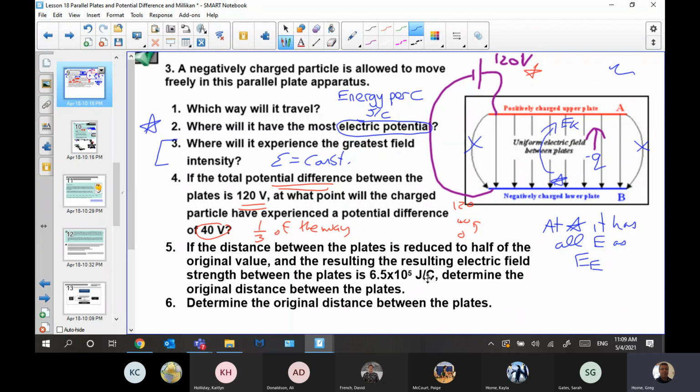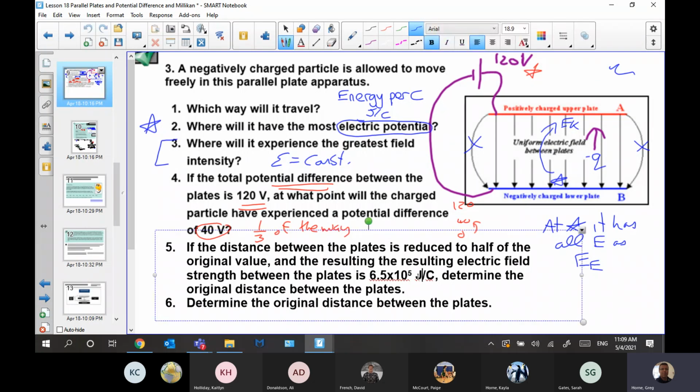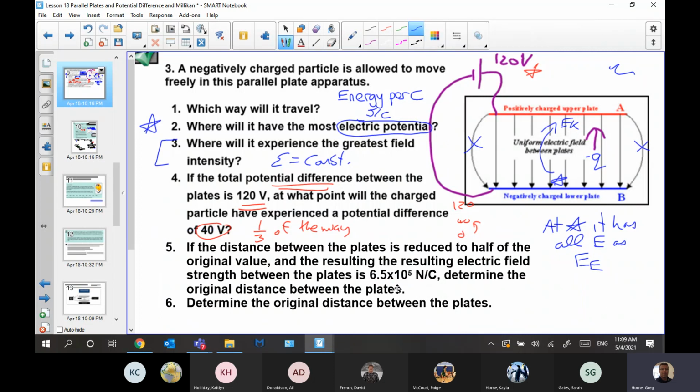Ooh, this is supposed to be newtons per coulomb, not joules per coulomb. It's easy to make little mistakes like that, and textbooks do it too, and then students are bothered by it. So let's fix that and recover from that. We're talking about field strength. That's force per charge, right? So that should have been listed as newtons per coulomb. So we're given the newtons per coulomb, that's curly E.